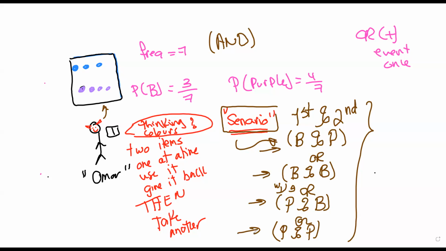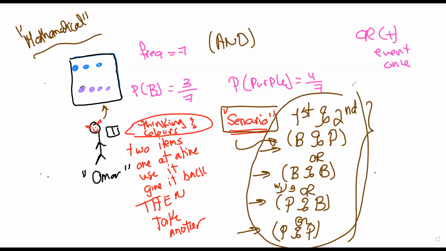Now, how do I write Omar's story in a mathematical way? We are explaining math now, so of course we won't explain math with scenarios and Omar standing and watching the box. To represent Omar's story, we are going to use what we call a tree diagram. So what is the tree diagram and what does it look like? Let's go to another page.